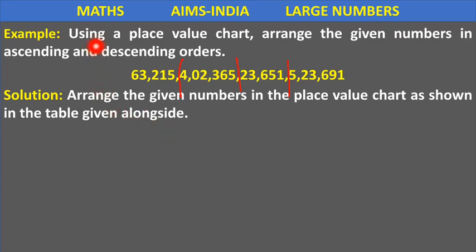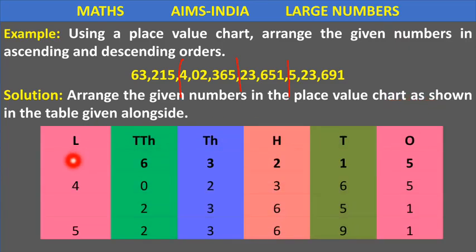What should we do first? In the question they are asking us to use a place value chart. So the first step will be to arrange the given numbers in the place value chart as shown in the table. Now this is a place value chart. We write place values from the right side, right? First comes ones, then comes tens, hundreds, thousands, 10,000s and lakhs. Now look at the first number here, 63,215. It has only 5 digits with 10,000s as its highest place value.